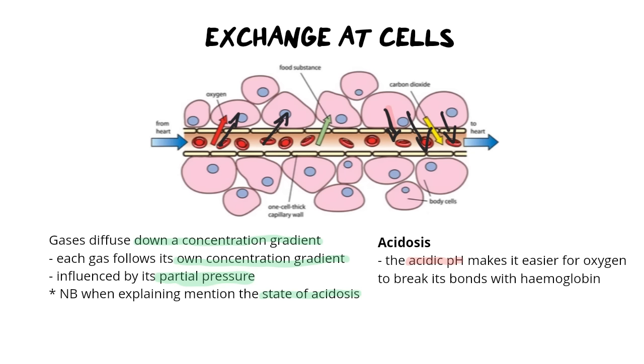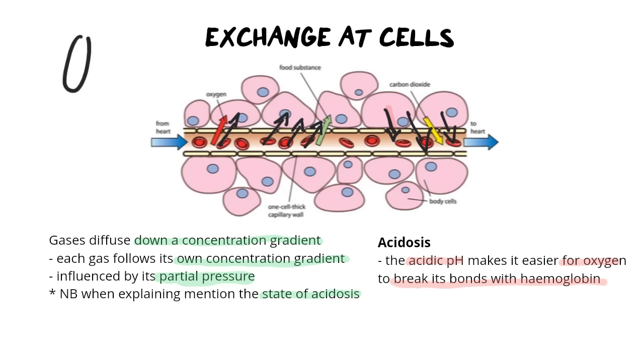Now, why does acidosis need to occur? Because acidosis makes it easier for oxygen to break its bonds with hemoglobin. In other words, as the carbon dioxide leaves the tissues, it makes the bloodstream lower in pH, acidic. And that's important because as the oxygen's trying to go into the cells, it struggles to break its bond with the hemoglobin. So basically what I want you to imagine is something like this, if it's difficult to imagine.